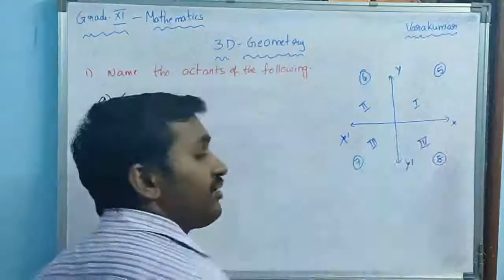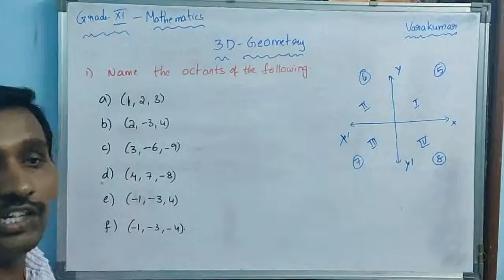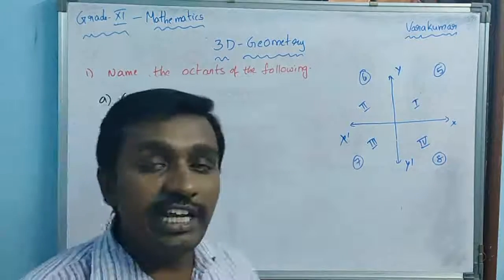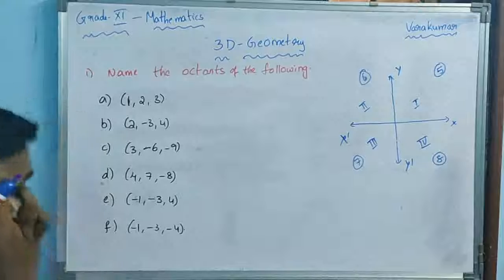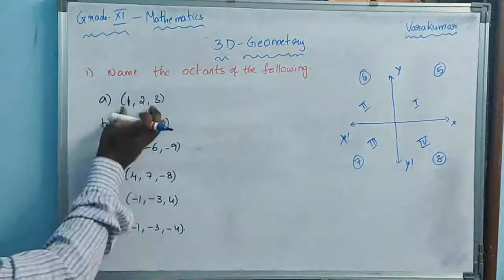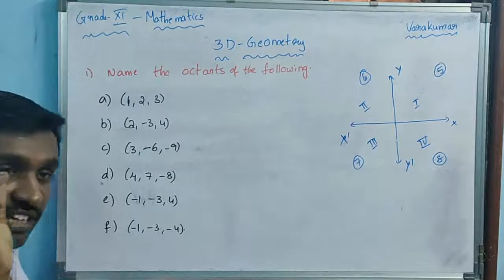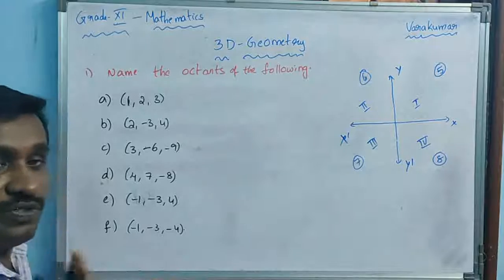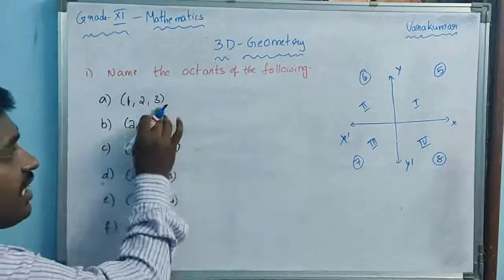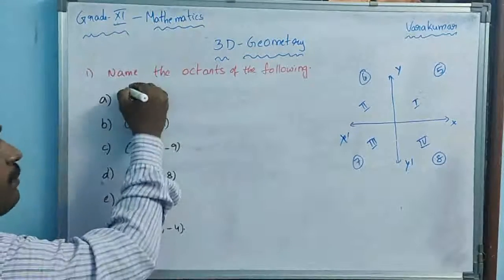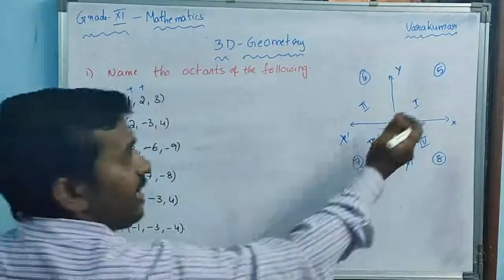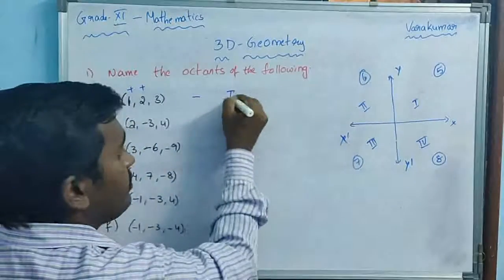See, 5, 6, 7, 8 we take when the Z value is negative. 1, 2, 3, 4 you take when the Z value is positive. Okay, now see. Concentrate on Z first. Z value is positive, so upper layer. Now both are positive. Both positive, where? First octant.